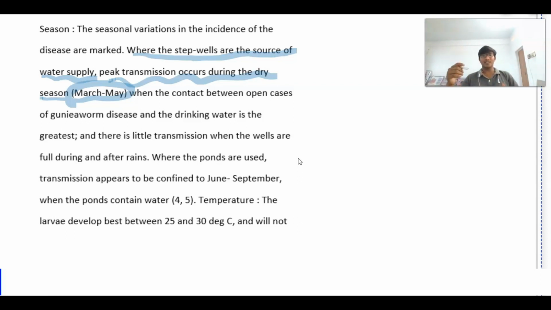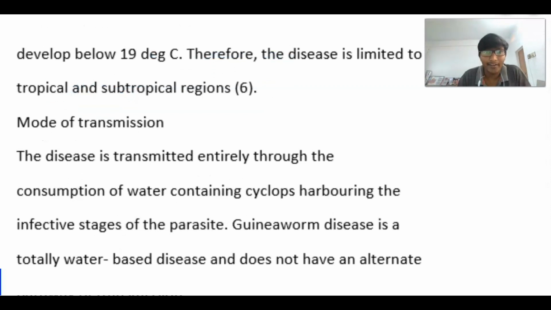And the other thing is, you can see the peak incidence during the March and May season. Coming to the temperature, the larvae will develop between 25 to 30 degrees Celsius. And it cannot develop below 19 degrees Celsius. Therefore, the disease is mainly limited to tropical and subtropical regions.